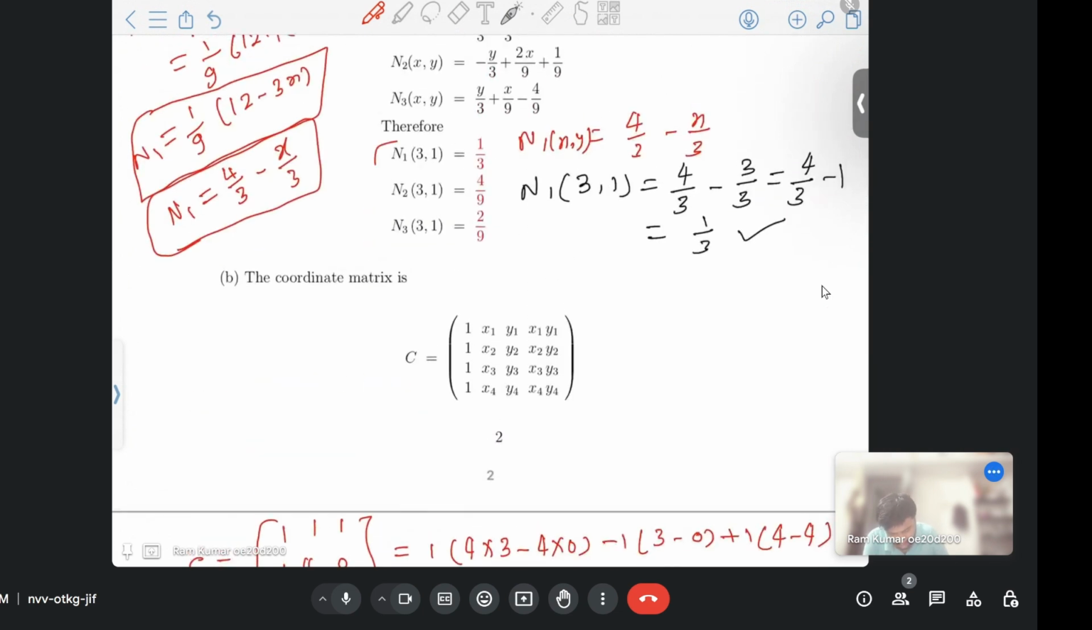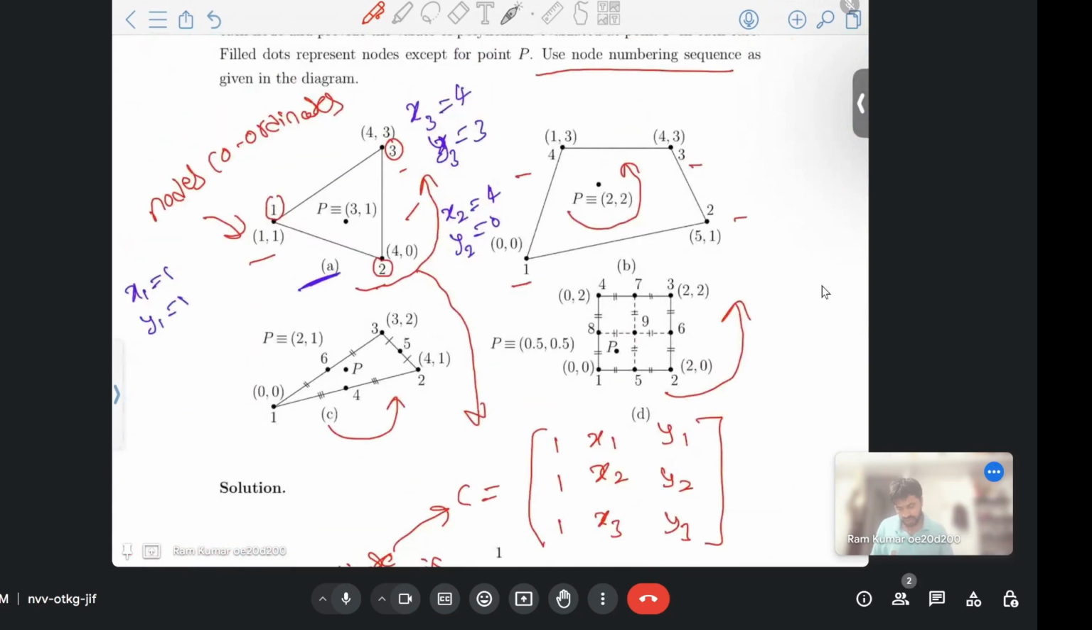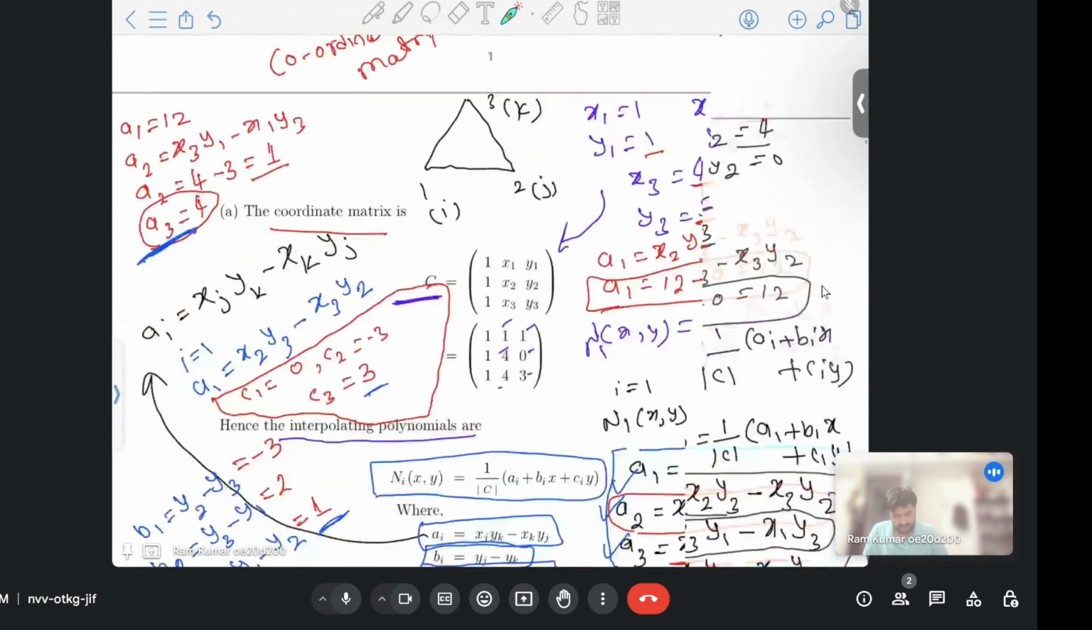So this is our first answer. This three node element is solved. Okay. A similar procedure we are going to follow for this B, C, and D element. This is a 4 node element. This is a 6 node element. This is an 8 node element. Okay. So let's go for the second problem.